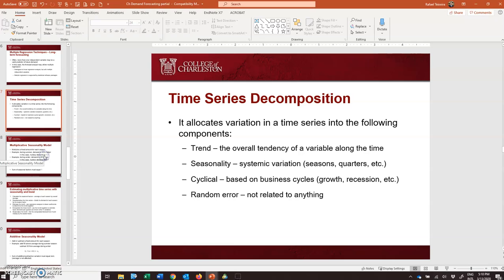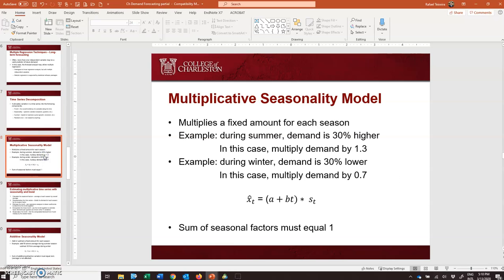In time series decomposition, we have two models to compute the forecast, to forecast the demand. One model is the multiplicative seasonality model, in which we multiply by a fixed amount for each season. This is the fixed amount we're going to multiply for each season.